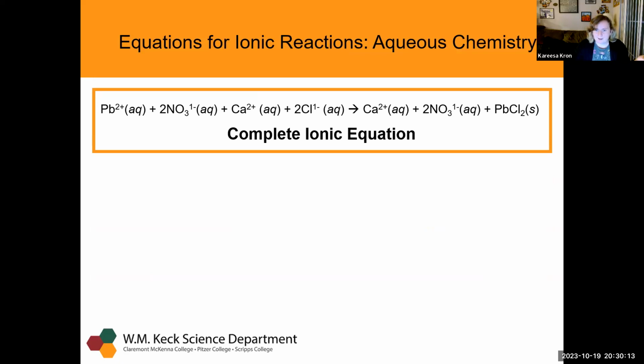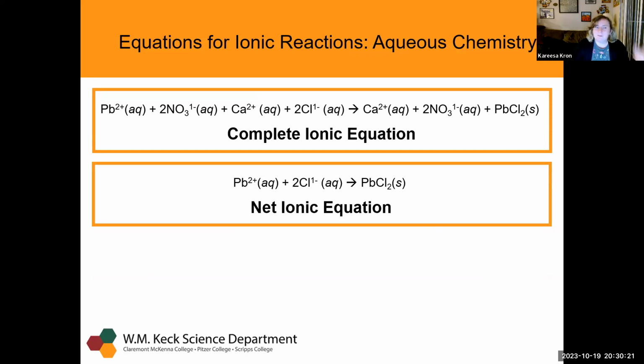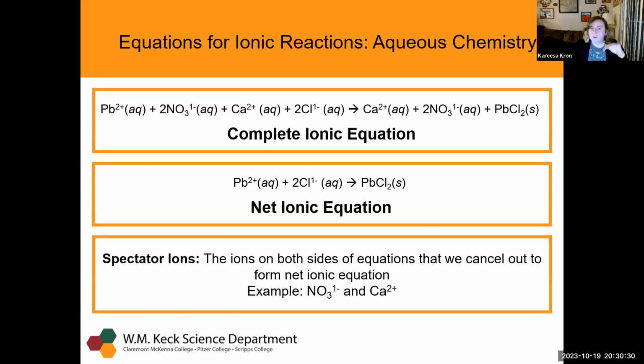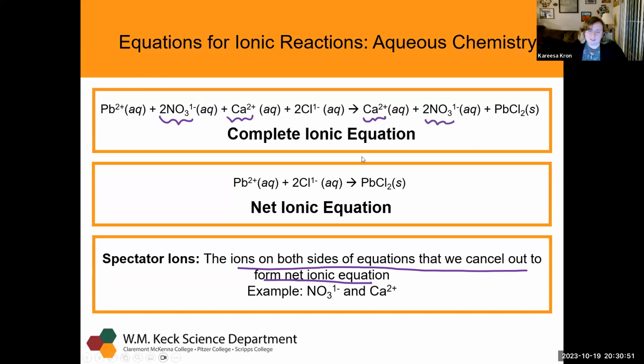And so we have a complete ionic equation, which is everything that we put into the beaker, how it's hanging out as an ion or how it forms a solid. And then from there, we can identify what actually changes in our system and get a net ionic equation. And what we lose between the complete ionic equation and the net ionic equation are the spectator ions. And so these are the ions on both sides of the equation that we cancel out to form our net ionic equation.